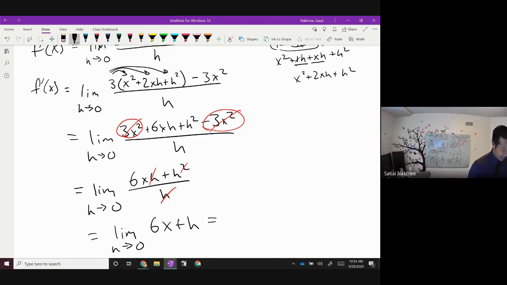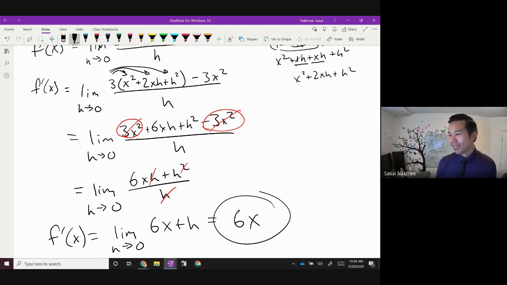So what's the limit? What's the derivative as h approaches 0? It's just going to be 6x, and that's what the derivative of this function is equal to. It's equal to 6x.